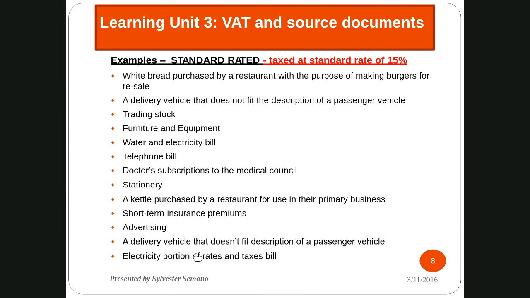The delivery vehicle, it means as long as it's not called a passenger vehicle, as long as it's not called a motor car. Because according to SARS, there's a difference between a motor car and a delivery vehicle. They are two different things. Delivery vehicles are the ones that we use for the business specifically. A motor car is normally like the car that you use at home. So we need to check those things at the end of the day.